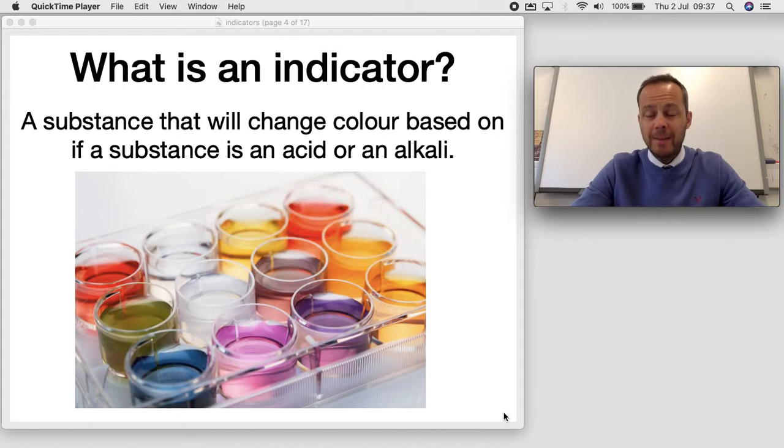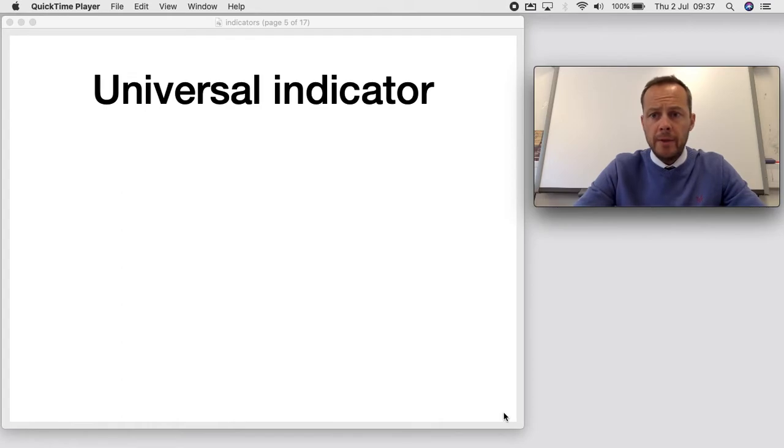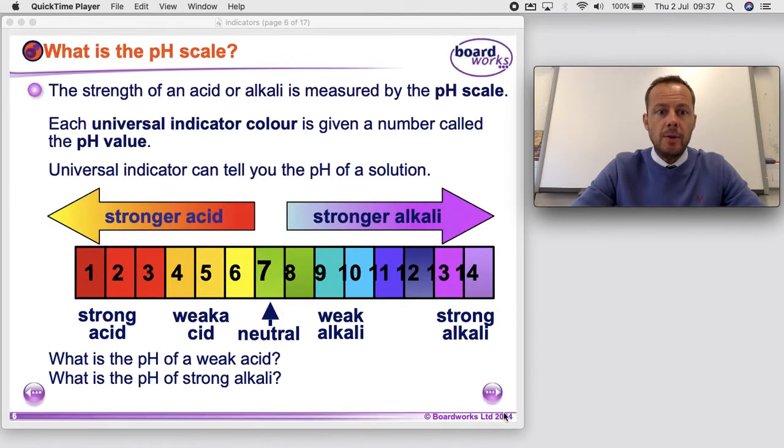Now we're going to have a look a little bit in more detail at those different types of indicators. The one that gets used most of the time, and the one you're probably most familiar with, and the one we'll certainly refer to lots as we're going through school, is universal indicator. Universal indicator is a mixture of lots and lots of different chemicals. What that means is that when it's in different solutions, it won't just change colour to show an acid or an alkali, it will change colour to show the strength of the acid or an alkali. So it is an incredibly useful indicator.